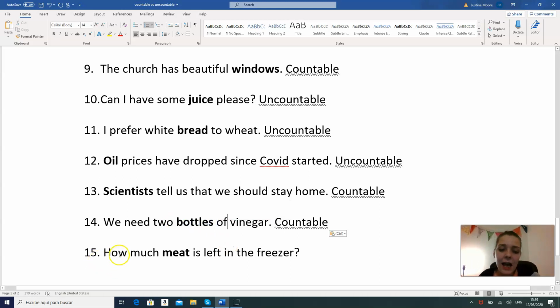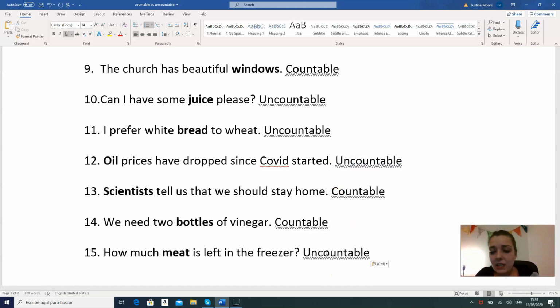Last one. How much meat is left in the freezer? Is that countable or uncountable? It's uncountable. 1 meat, 2 meats? No, you cannot use numbers. A little meat, a lot of meat, a pound of meat. You do not use numbers with meat.